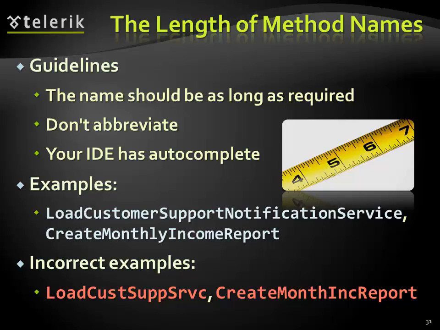Some acceptable examples are create monthly income report or even vault customer support notification service. And bad examples are examples where we have abbreviations like vault cust sup and other abbreviations in the names.